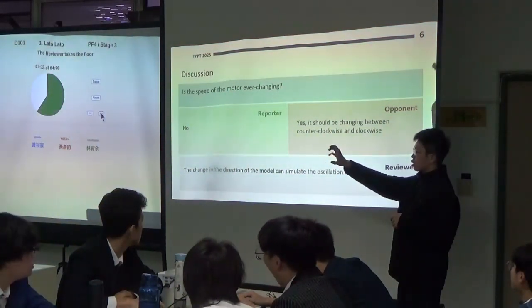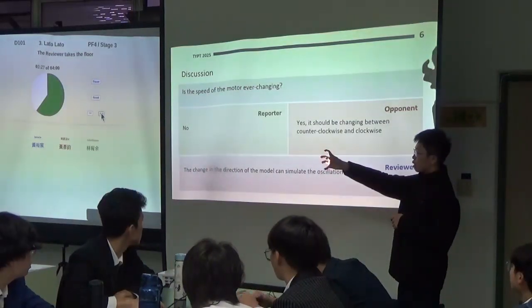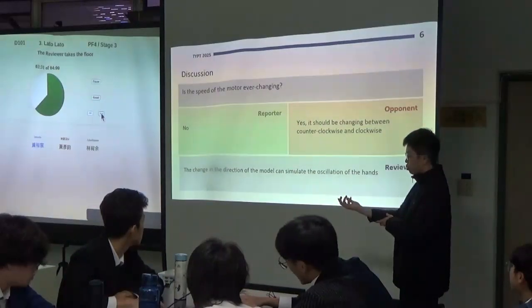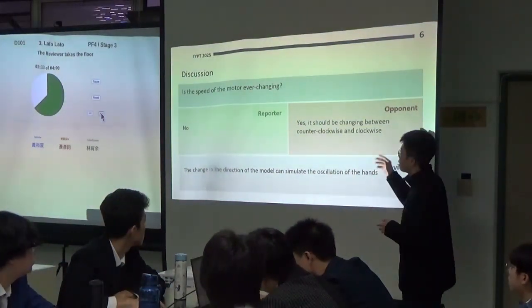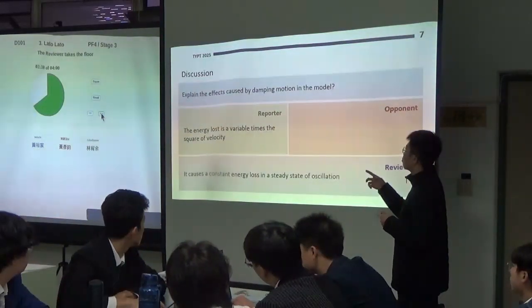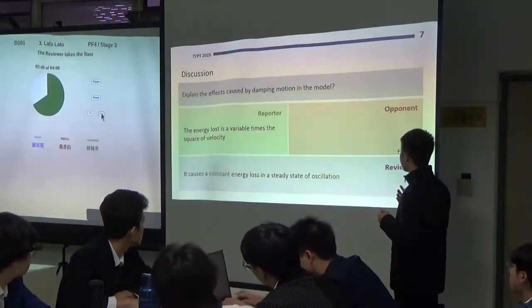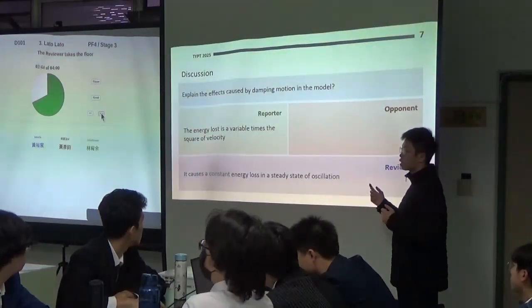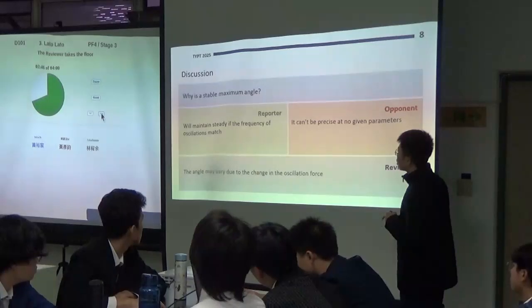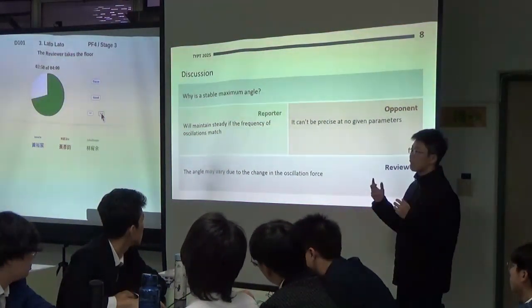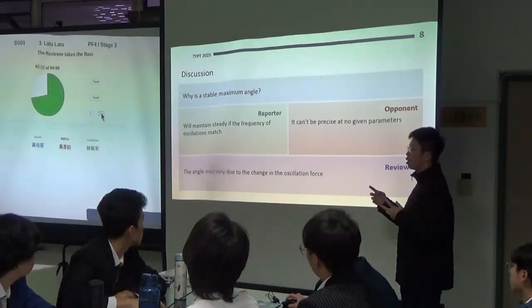using the clockwise or the opposite side to modify and to model the hand's behavior. And they have also mentioned the damping motion in the model. And the reviewer agreed with the opinion, because of constant energy loss. And about the maximum angle, it is a stable condition after a long-term period.